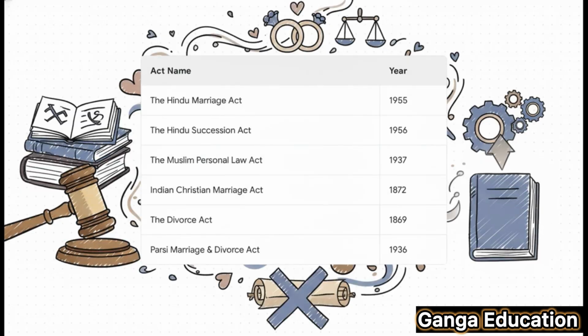Now just take a look at this list. It gives you a real sense of the sheer scale of the change we're talking about. For this new code to work, it has to replace the old personal laws within Maharashtra. This table shows some of the major laws for marriage, divorce, and inheritance that would basically be switched off in the state if this bill passes.